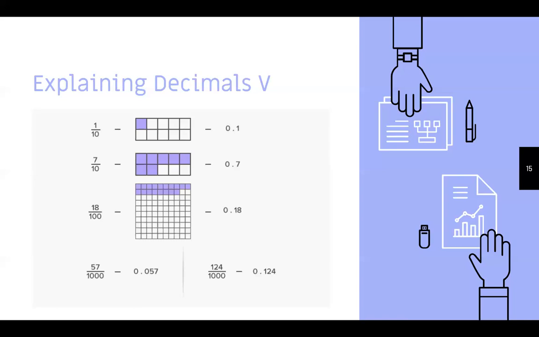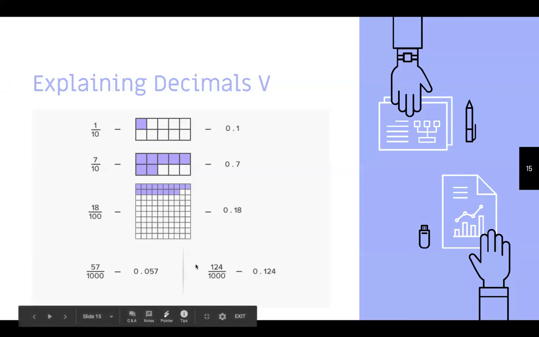0.18 is a little different. Right now we have a number in the 100th, so we have to put 18 over 100, right? See how these numbers correspond, and we shade 18 of them.